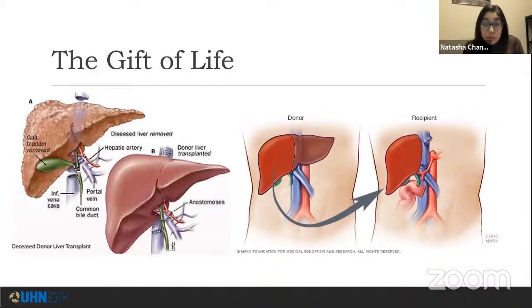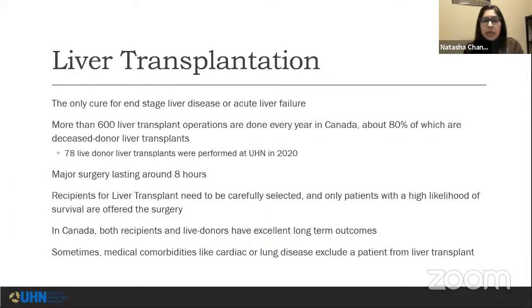I now want to mention very obviously that cirrhosis unfortunately has no medical treatment, and the only cure is transplantation. As you know, transplantation can be done with a deceased donor, but also with a live donor. Liver transplantation is a very successful operation here in Canada. Over 600 transplants are done each year, about 20% of which are live donors.